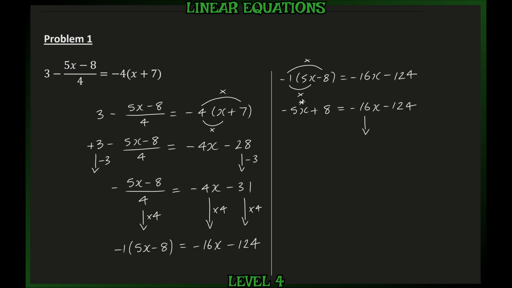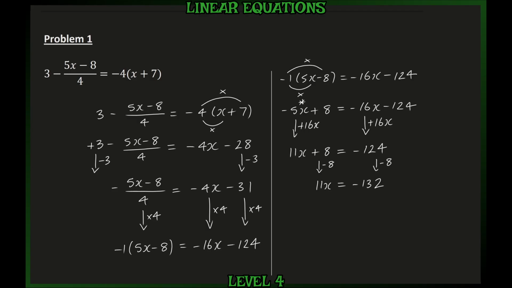And to remove the minus 16x, we use its inverse, which is plus 16x. And we do the same on the left. Now minus 5x plus 16x gives us 11x, and we still have a plus 8 on that side. And on the right, the minus 16x and the plus 16x cancel out to just leave us with minus 124. We now need to remove the plus 8 from the left, so we subtract 8 from both sides. And on the left, the plus 8 and the minus 8 cancel out to leave us with 11x. And on the right, minus 124 minus 8 gives us minus 132.